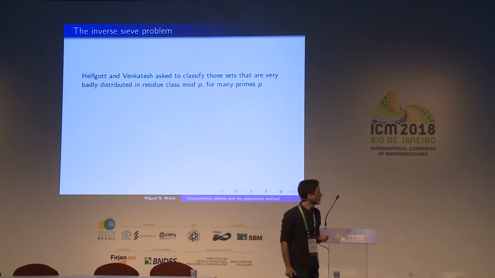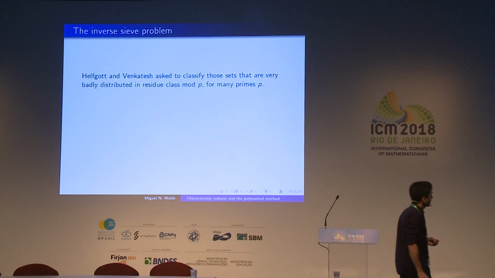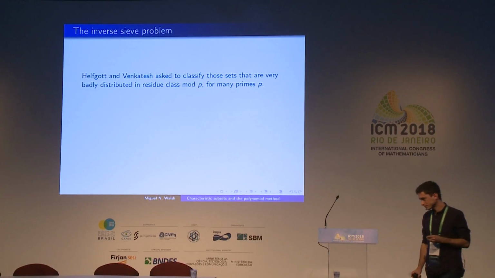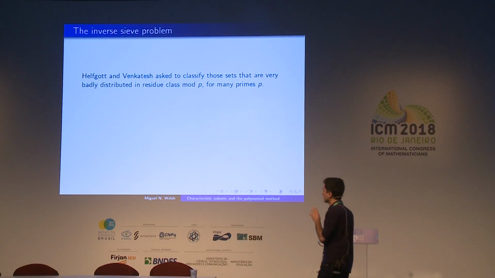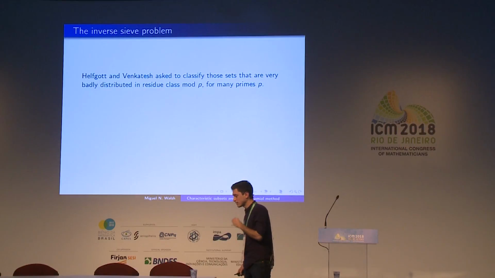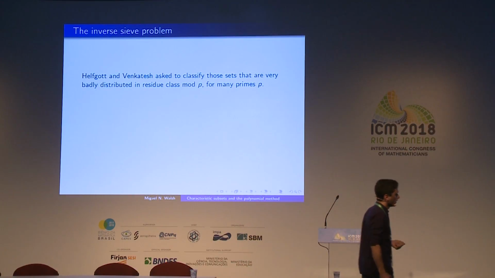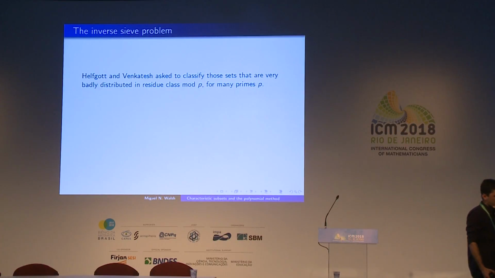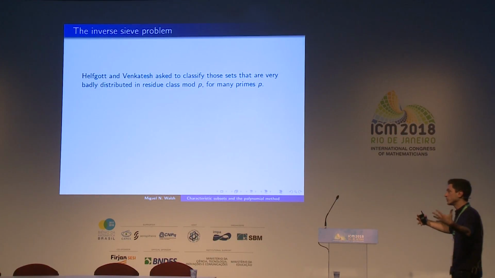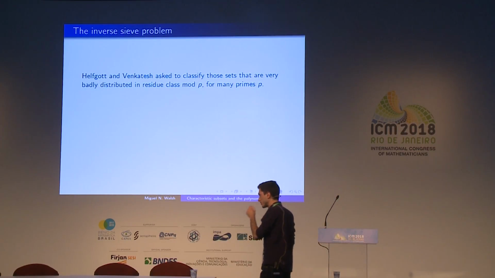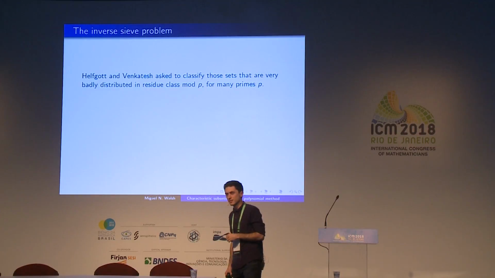So now my own personal experience with the polynomial method started with a question asked by Helfgott and Venkatesh. They asked to classify those sets that are very badly distributed in residue classes mod p for many primes p. So this is now, again, a question more like in analytic number theory. The distribution of sets in residue classes is a typical topic in analytic number theory. And they asked what seems like a very natural question: we are usually interested in showing that things are very well distributed in residue classes. They asked, well, what happens if something is quite the contrary? It's very badly distributed in residue classes. What can we say?